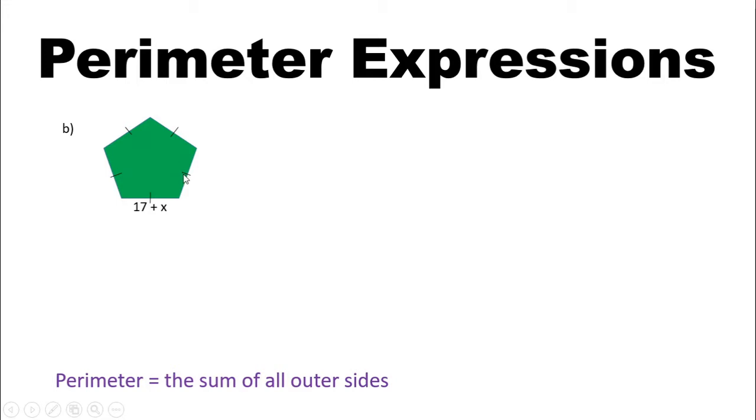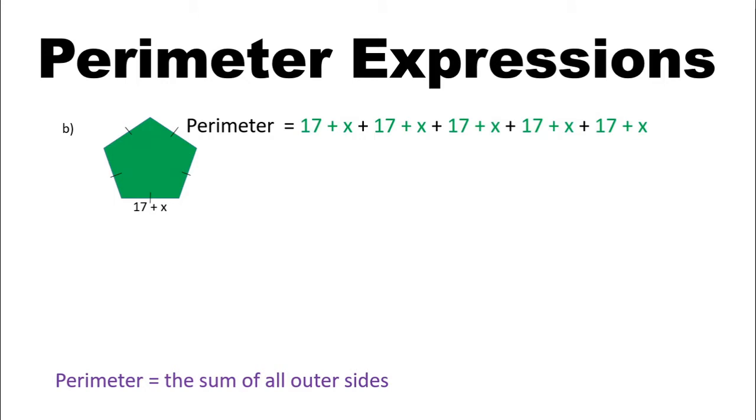Do we remember what a 5-sided shape is called? It's a pentagon, and because all sides are the same, it's a regular pentagon. So the perimeter of this shape will be the sum of all of these outer sides. That's going to be, now that was very long for me to write out, and I'm going to double check that I did that 5 times. 1, 2, 3, 4, 5. Yes, I have 5 sides.